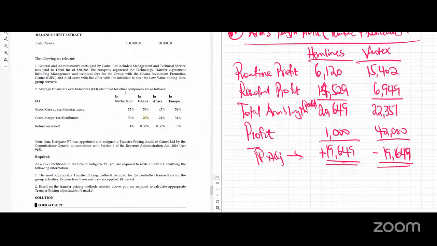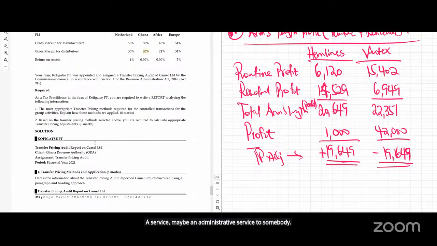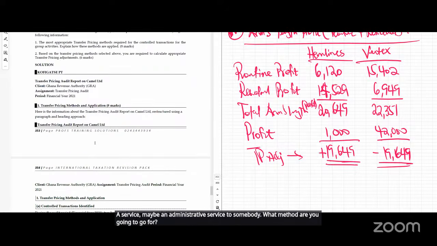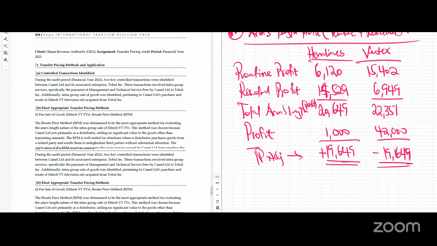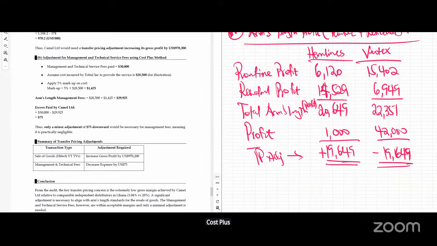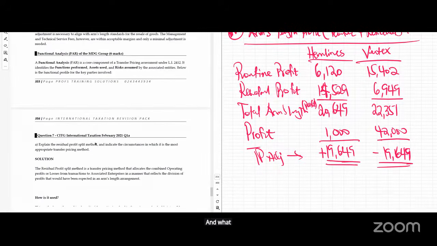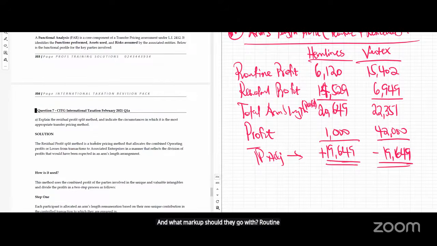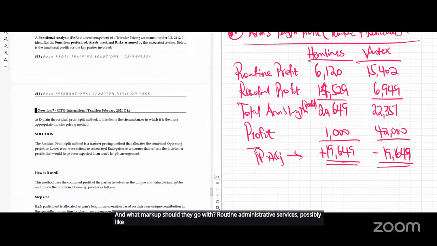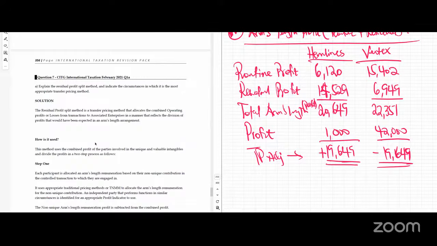If you see somebody has given a service, maybe an administrative service to somebody, what method are you going to go for? Cost plus, thank you. And what markup should they go with for routine administrative services? It's low value add, 3 to 5%.